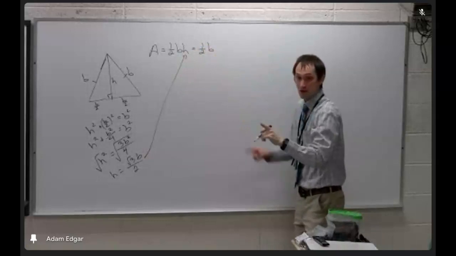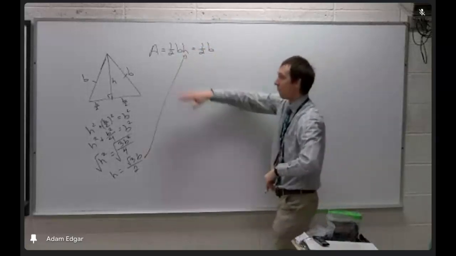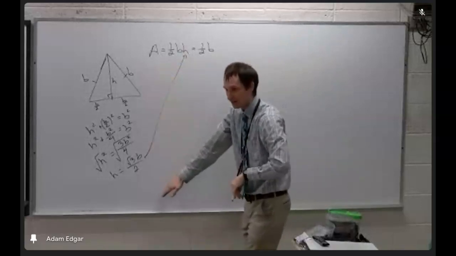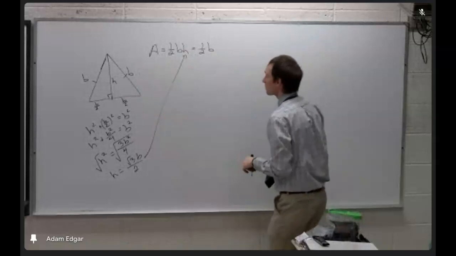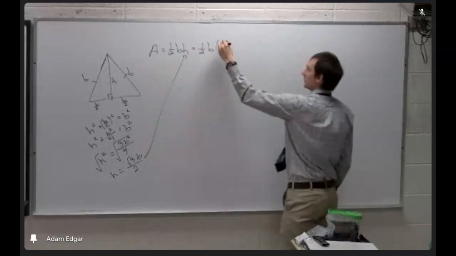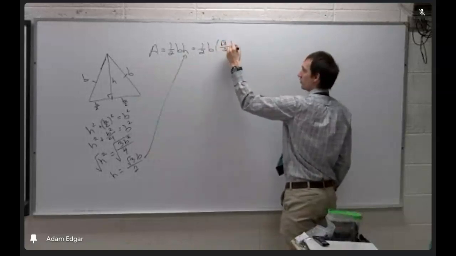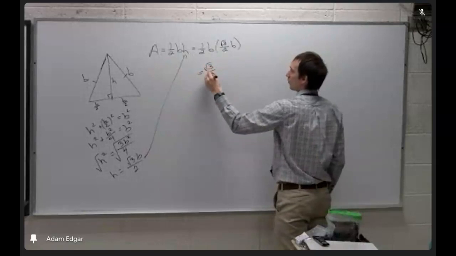This is a good reaction. I want this to be a reaction. I want this to be big and ugly and scary, so that you look at that formula and say, I'll just memorize it. So 1/2 times base times height is √3 over 2 B, and when you do that, you have √3 over 4 B squared.